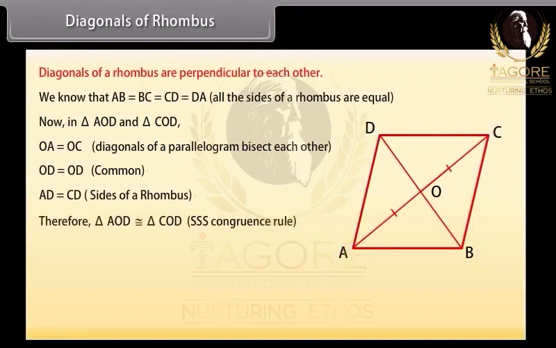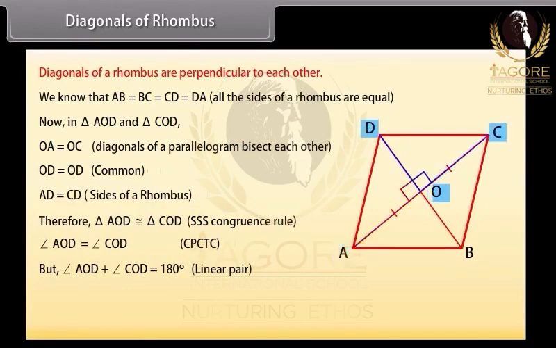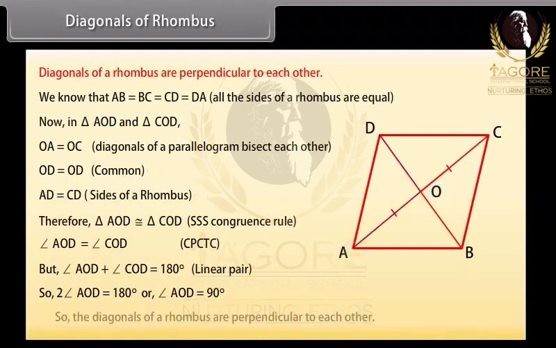Therefore, by using SSS congruence rule, triangle AOD is congruent to triangle COD. This gives angle AOD is equal to angle COD because corresponding parts of congruent triangles are congruent. But angle AOD plus angle COD is 180 degrees because these are linear pair angles. So, 2 angle AOD is equal to 180 degrees, or angle AOD is equal to 90 degrees. So, the diagonals of a rhombus are perpendicular to each other.